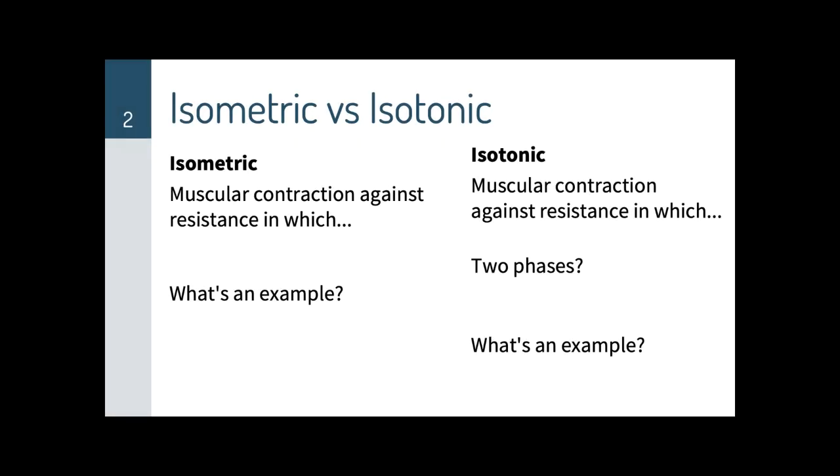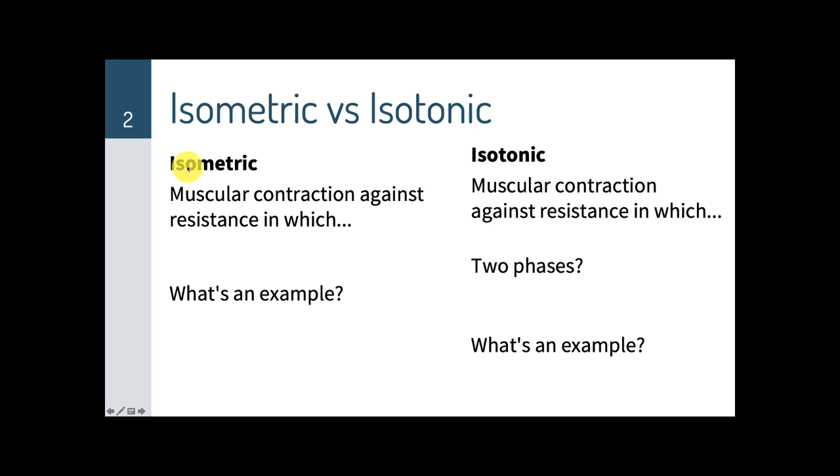So we're going to begin the lecture by talking about two very basic contraction types. So we have isometric contractions and isotonic contractions. And the isotonic contraction contains two subclasses of contractions. So let's start with isometric.